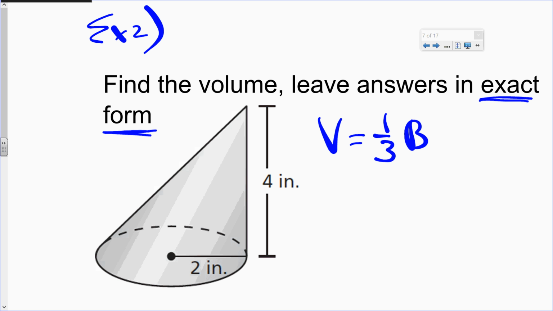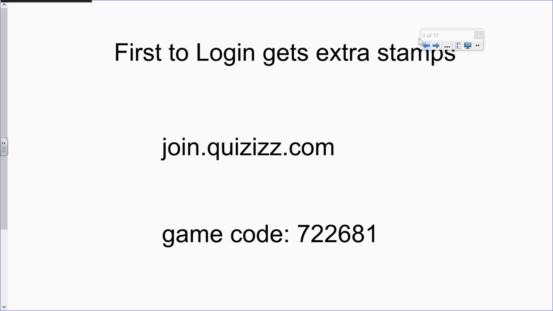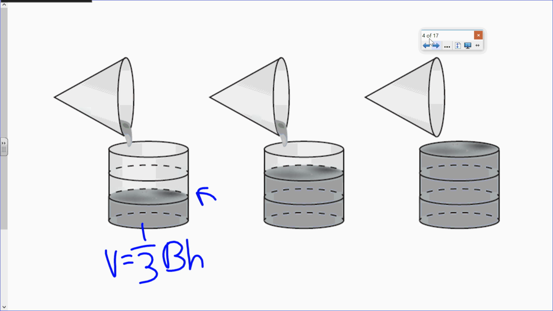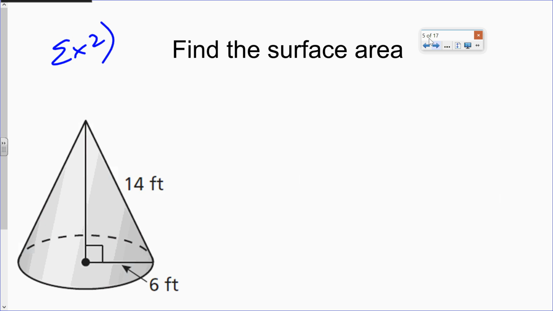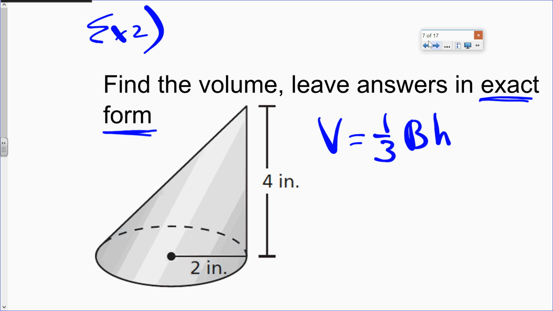Times. Nice. 1/3. Remember, 1/3 the area of a cylinder. It takes 3 cones to fill up a cylinder. I showed you that yesterday right here. Remember that? 1 cone is 1/3, 2 cones is 2/3, 3 cones is 3/3. So a cone is 1/3 of the volume of a cylinder. Here's your volume of a cylinder right there. Just multiply it by 1/3 and you got a volume of a cone. That's kind of like the short end of it.